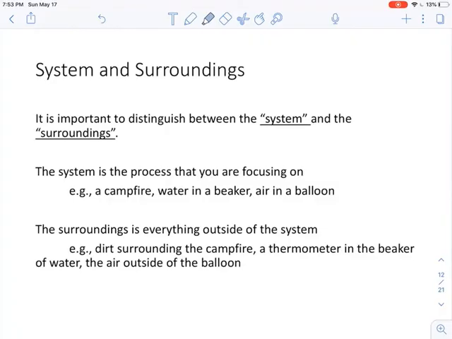And we can talk about the system and surroundings, which is maybe something you've heard in previous science classes, but the system is the process that you are focusing on.